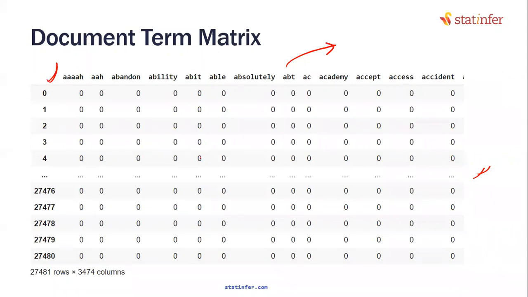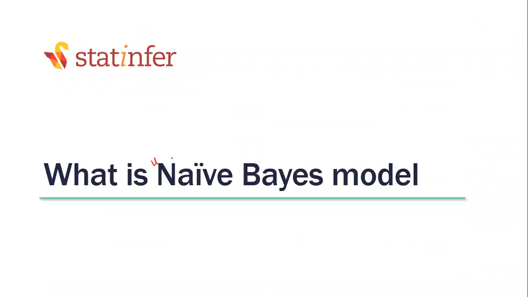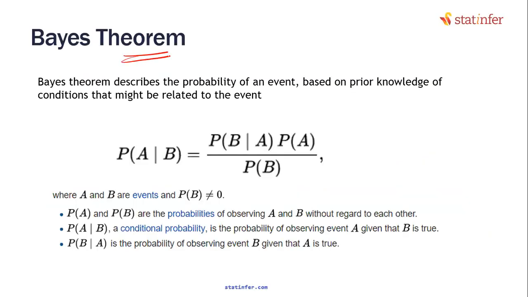And lesser numbers are there, less information is there, that is a sparse matrix. Since this data is very sparse, not all models will work on this. A probabilistic model like the Naïve Bayes model works much better on this. Naïve Bayes comes from a theorem called Bayes theorem.